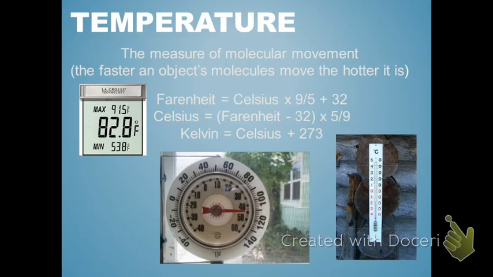Once molecules stop moving, that is as cold as it can get. Absolute zero is measured at negative 270 degrees Celsius and negative 459 degrees Fahrenheit.